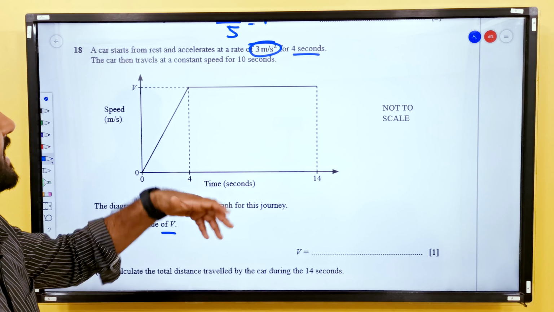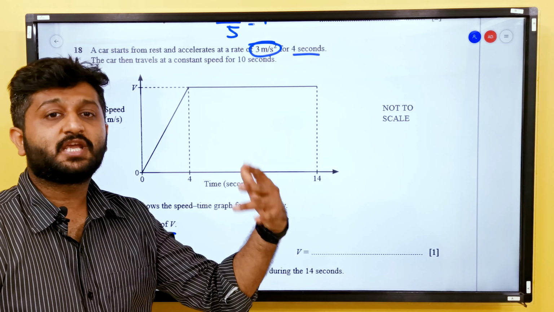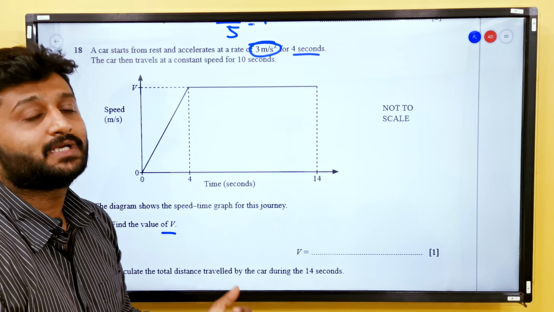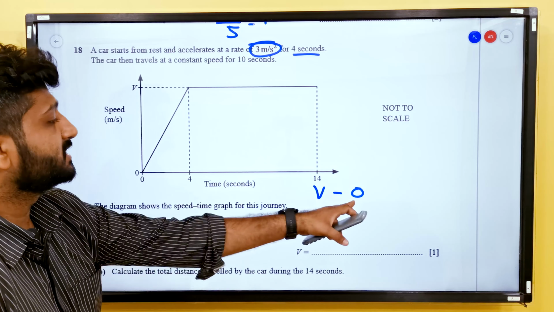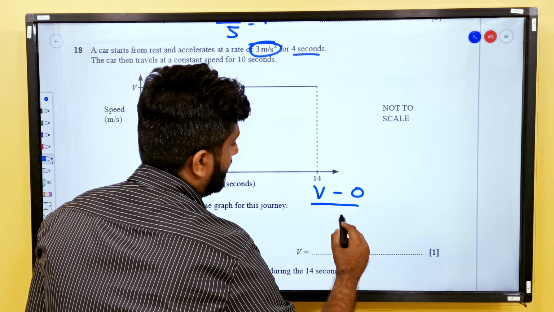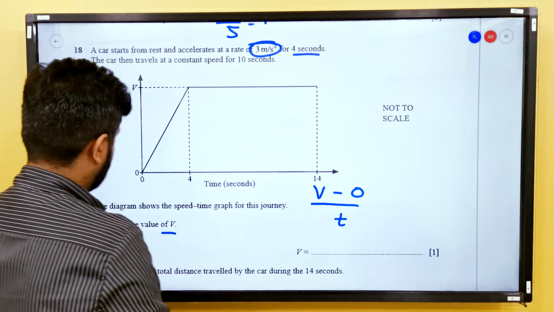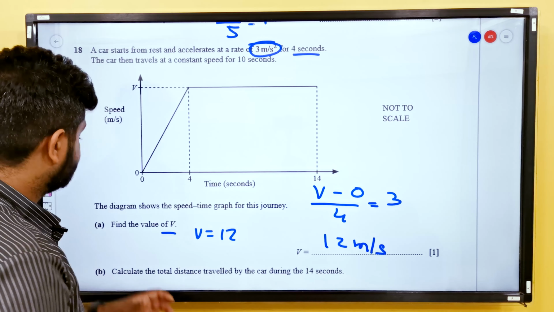Find the speed v. See, we have been given acceleration. What is acceleration? Change in speed upon time. So let me just write that change in speed, from 0 it goes to v. So change in speed v minus 0 upon time. Time is 4 seconds and the acceleration is 3. So therefore my v is going to be 12 meter per second.